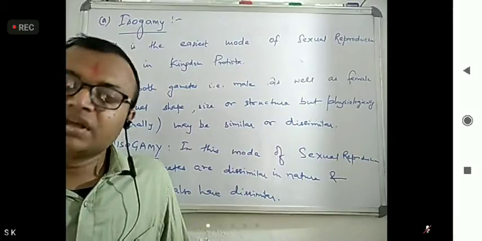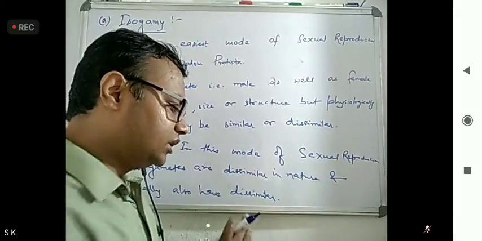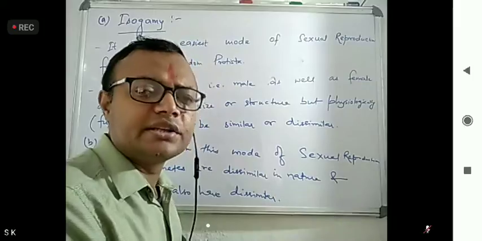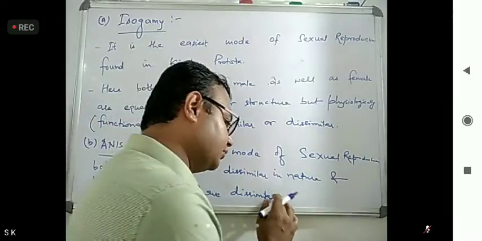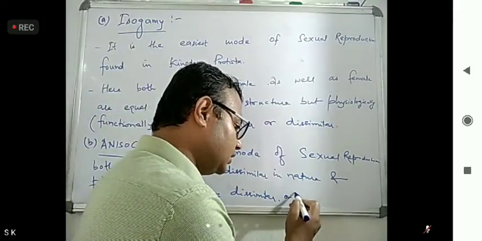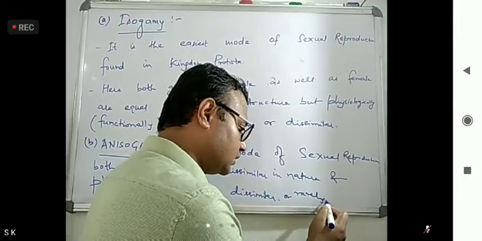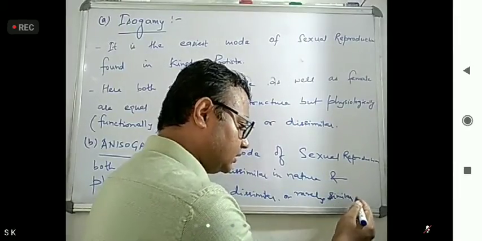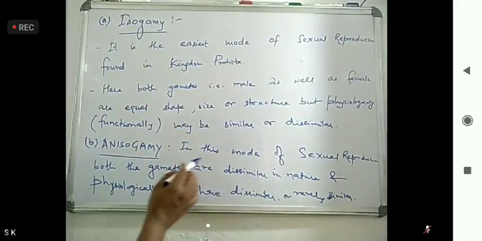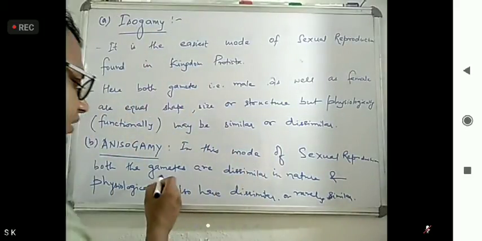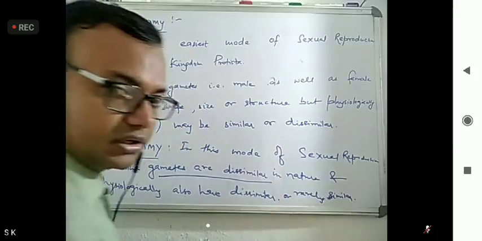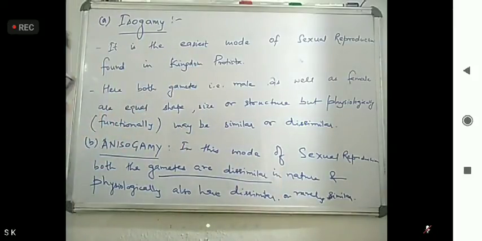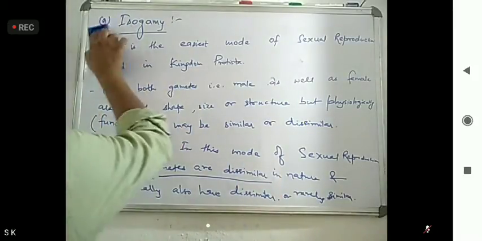Okay, so this is anisogamy. Usually it is mostly dissimilar, but there is an exception, where the gametes are rarely similar, but the structure, shape, and size of the gametes are dissimilar. Now next one is oogamy.